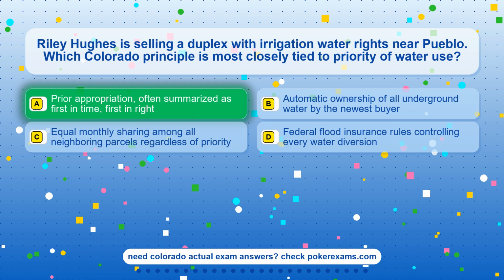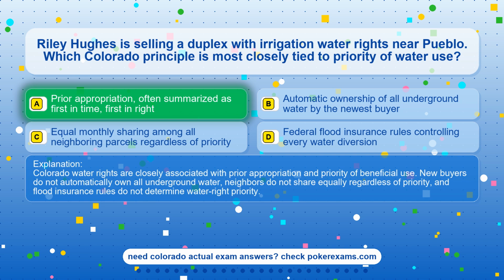The correct answer is option A, prior appropriation, often summarized as first in time, first in right. Colorado water rights are closely associated with prior appropriation and priority of beneficial use. New buyers do not automatically own all underground water, neighbors do not share equally regardless of priority, and flood insurance rules do not determine water right priority.